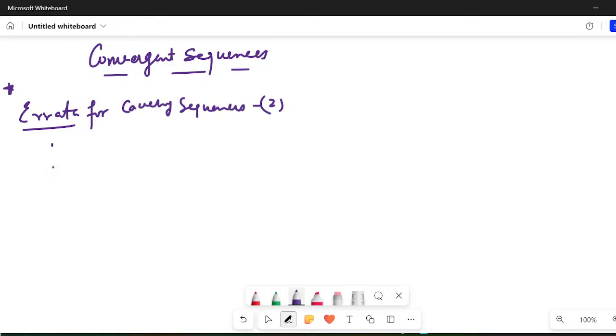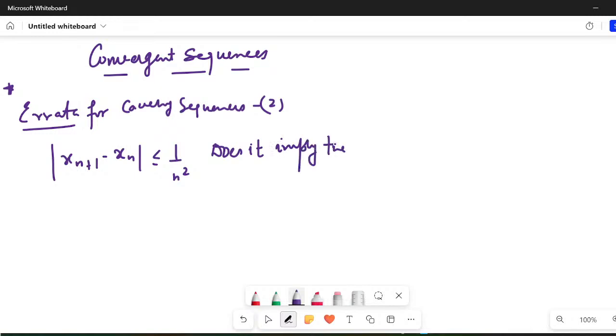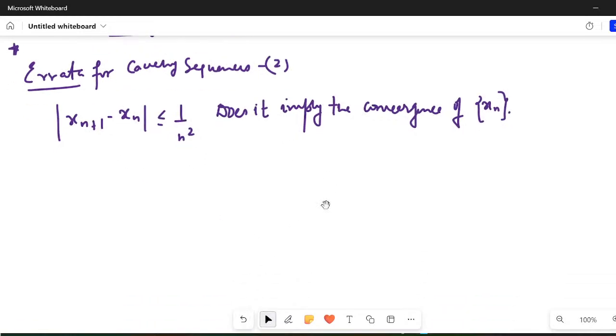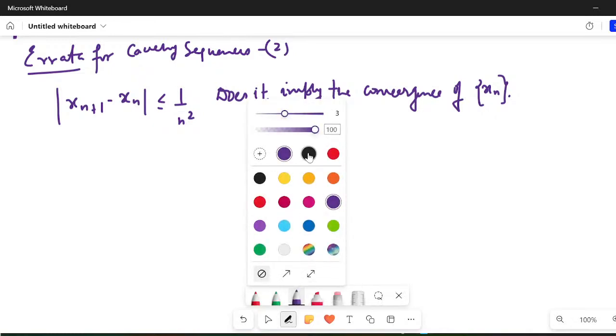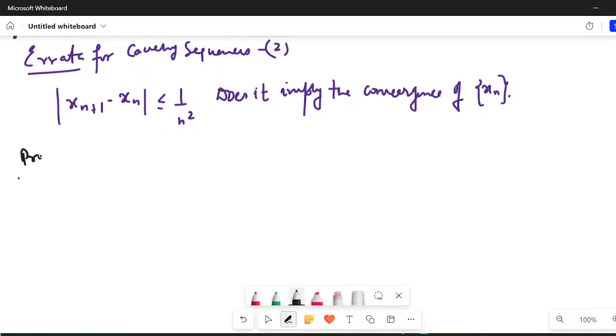The question said that if |x_{n+1} minus x_n| is less than or equal to 1 over n squared, does it imply the convergence of x_n? And actually I made a slight mistake at the last step, so let us redo it again so that you do not get wrong things to understand. Okay, so let us try to prove it.